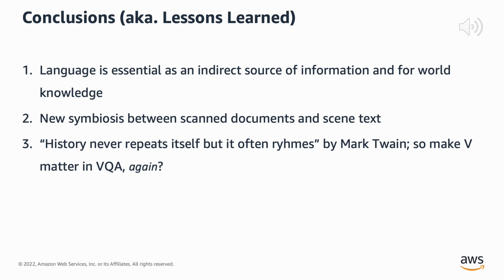Last but not least, we diagnose a condition in which ST-VQA models, ours included, make use of the visual features only marginally. This begs the question whether this is because of a dataset bias, and whether we, as a community, need to make V matter again in VQA?